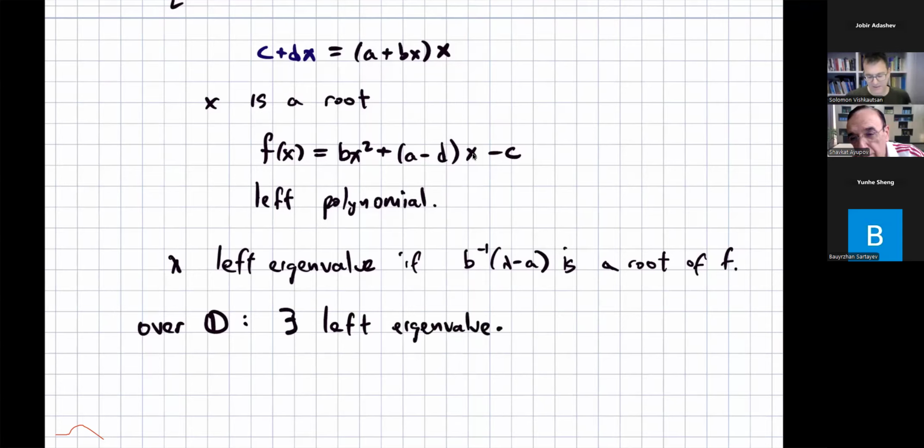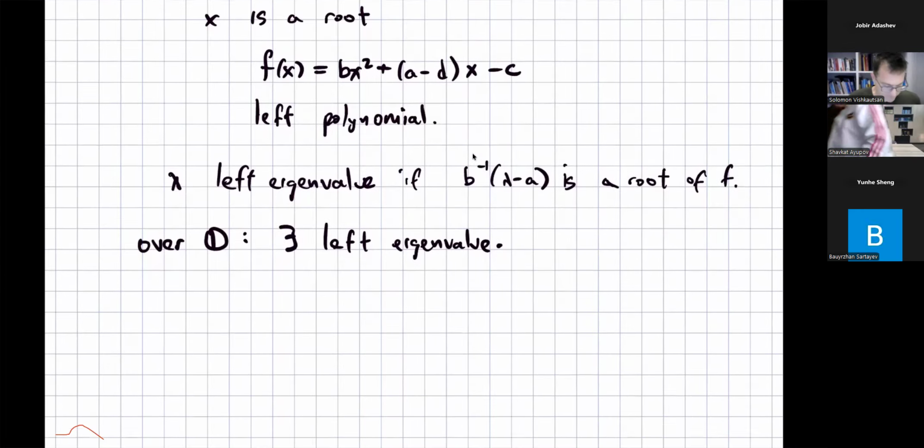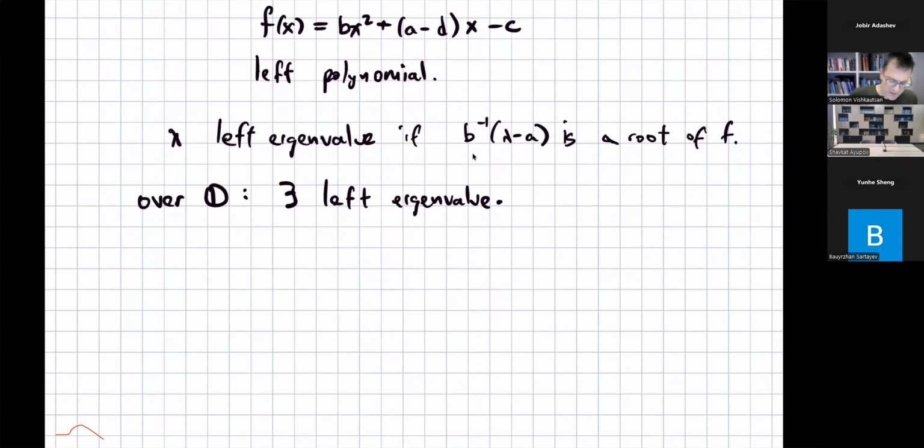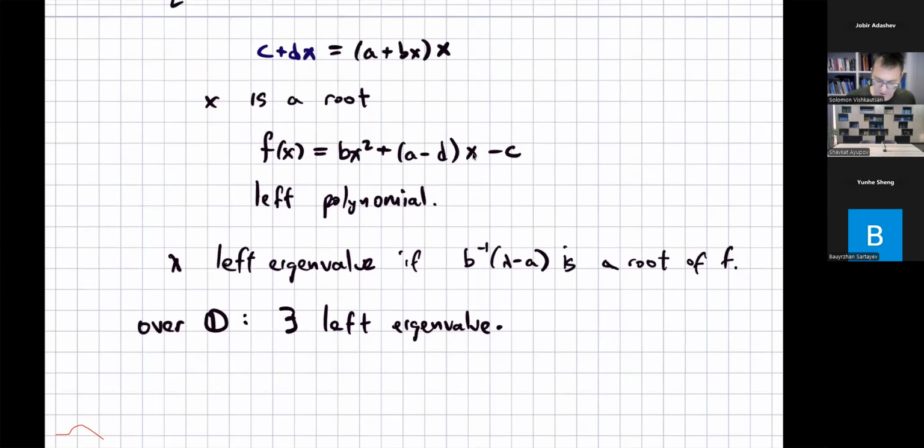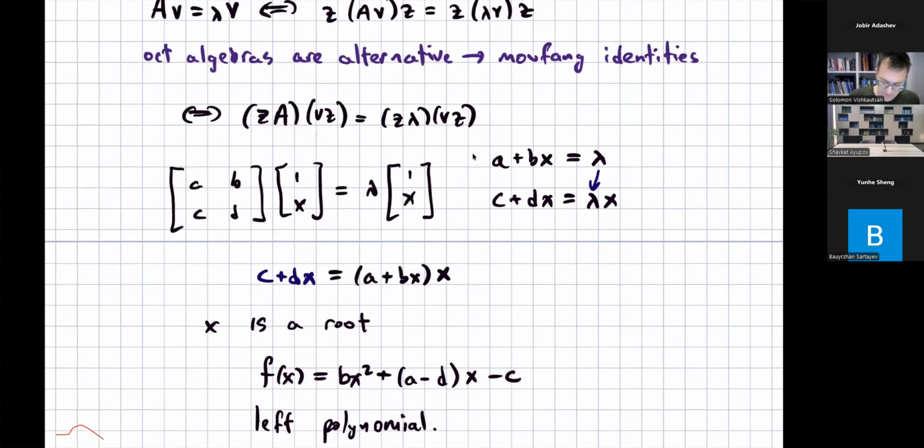So just quickly, if b is equal to 0, then the diagonals are the eigenvalues and they exist. And if b is not 0, then we have some root of this polynomial and it induces some left eigenvalue. Okay. So how do we recover the general eigenvalue problem from this special case of this vector?